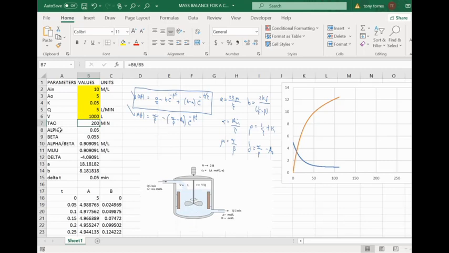Now, how about alpha? Alpha is already defined here. It's whatever concentration is getting in divided by tau, which is already defined. So alpha is B2, concentration in, divided by B7, which is tau. How about beta? Beta is also defined, 1 over tau plus K. So you can see here the 1 over tau, B7, plus B4. And B4 is the K value. So that's beta.